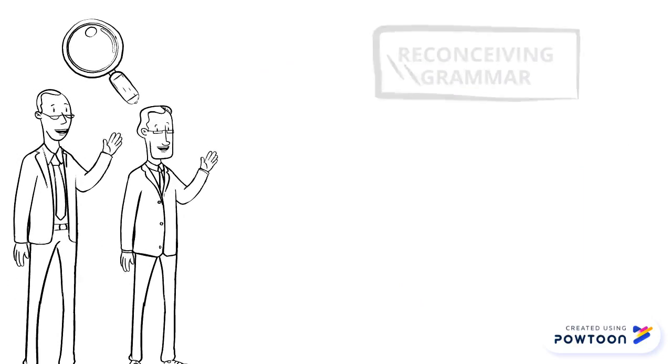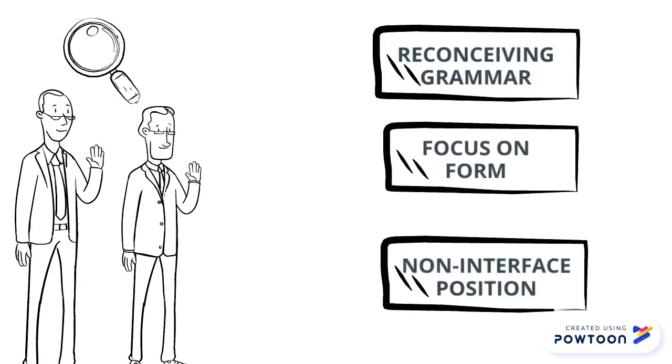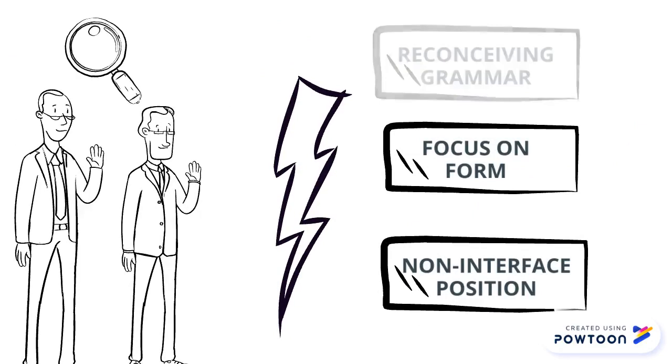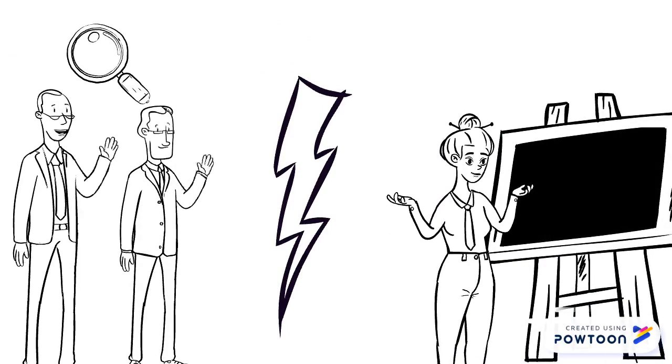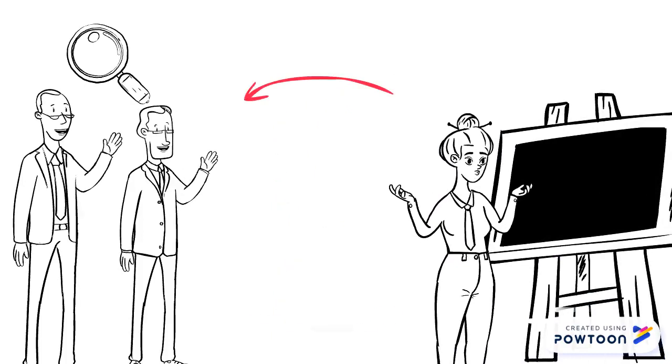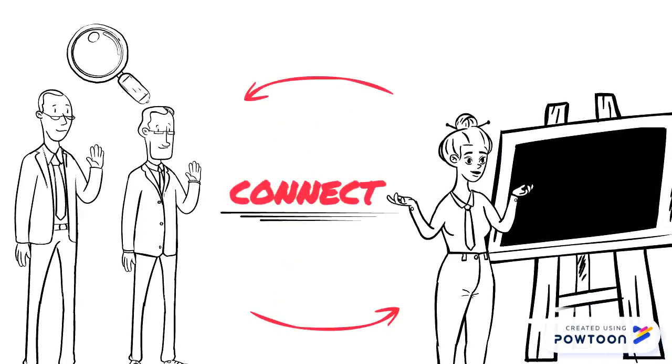Even though there is a lot of grammar teaching research, there is still a disconnection between the research and the teachers in the classroom. So these two things have to connect to get explicit and implicit knowledge into the students.